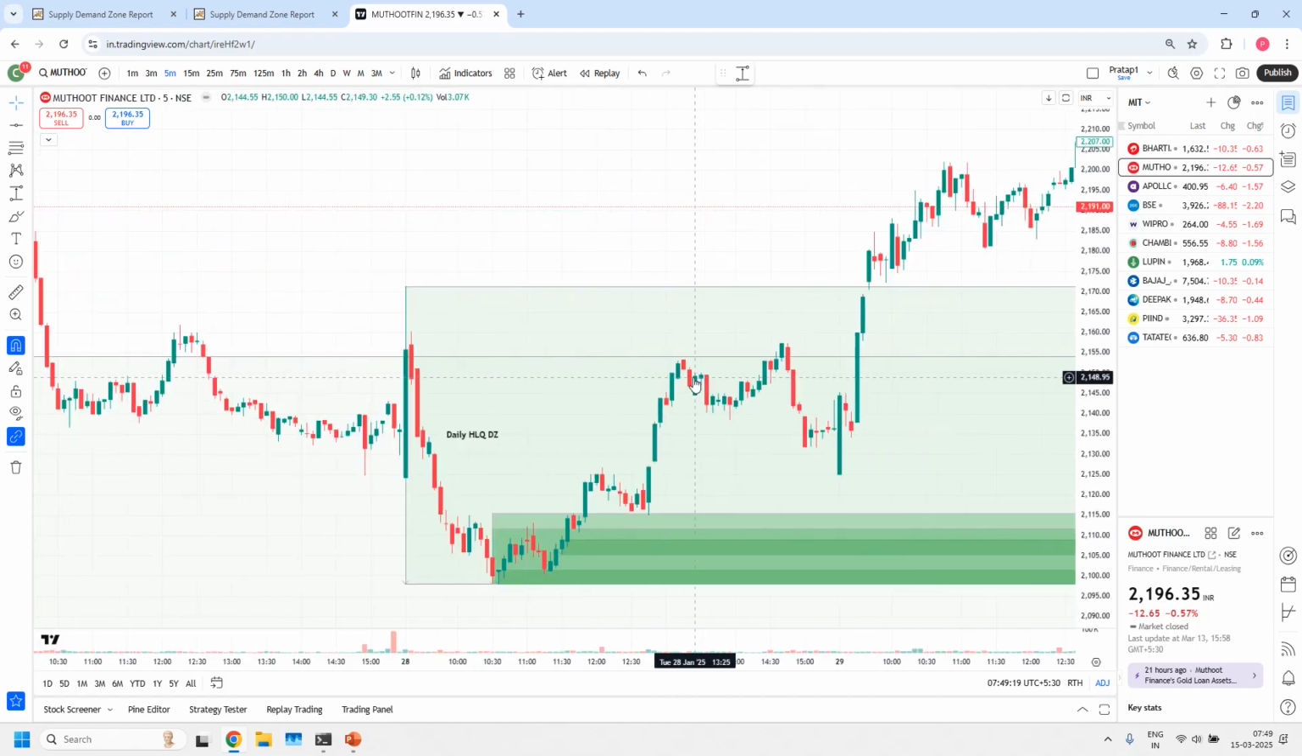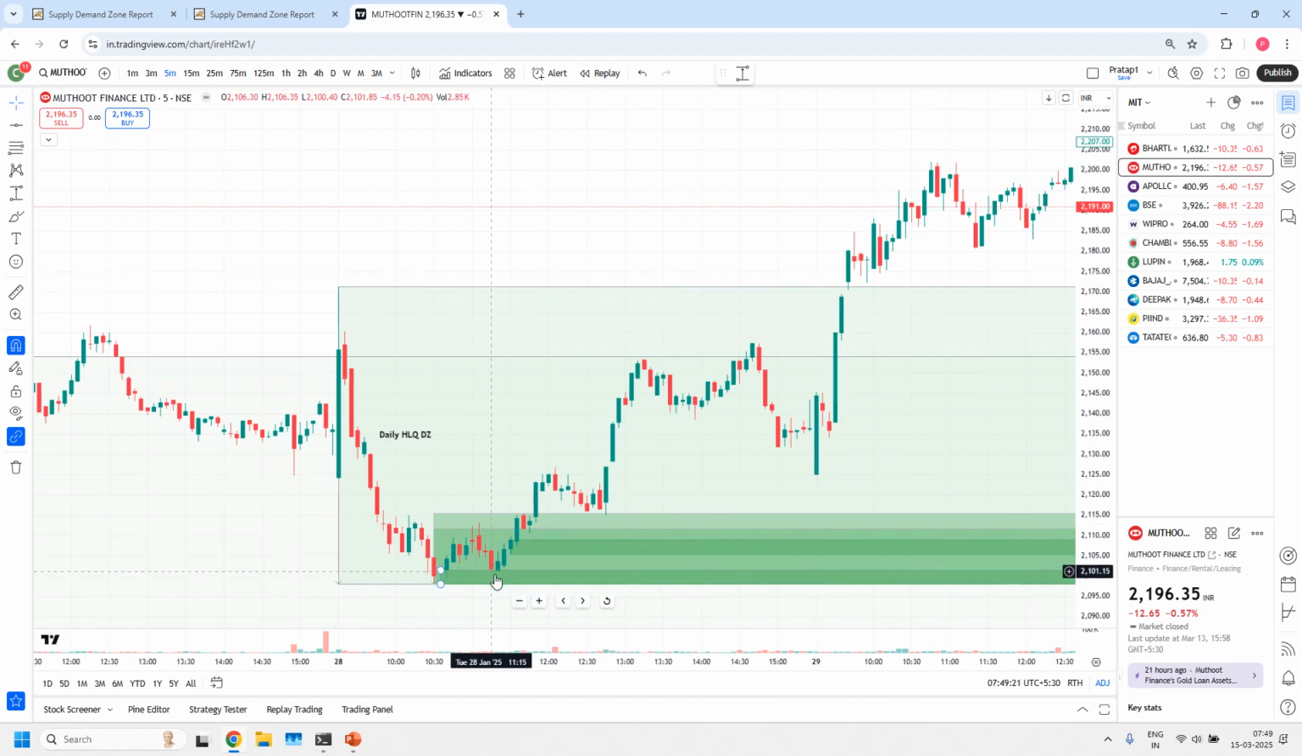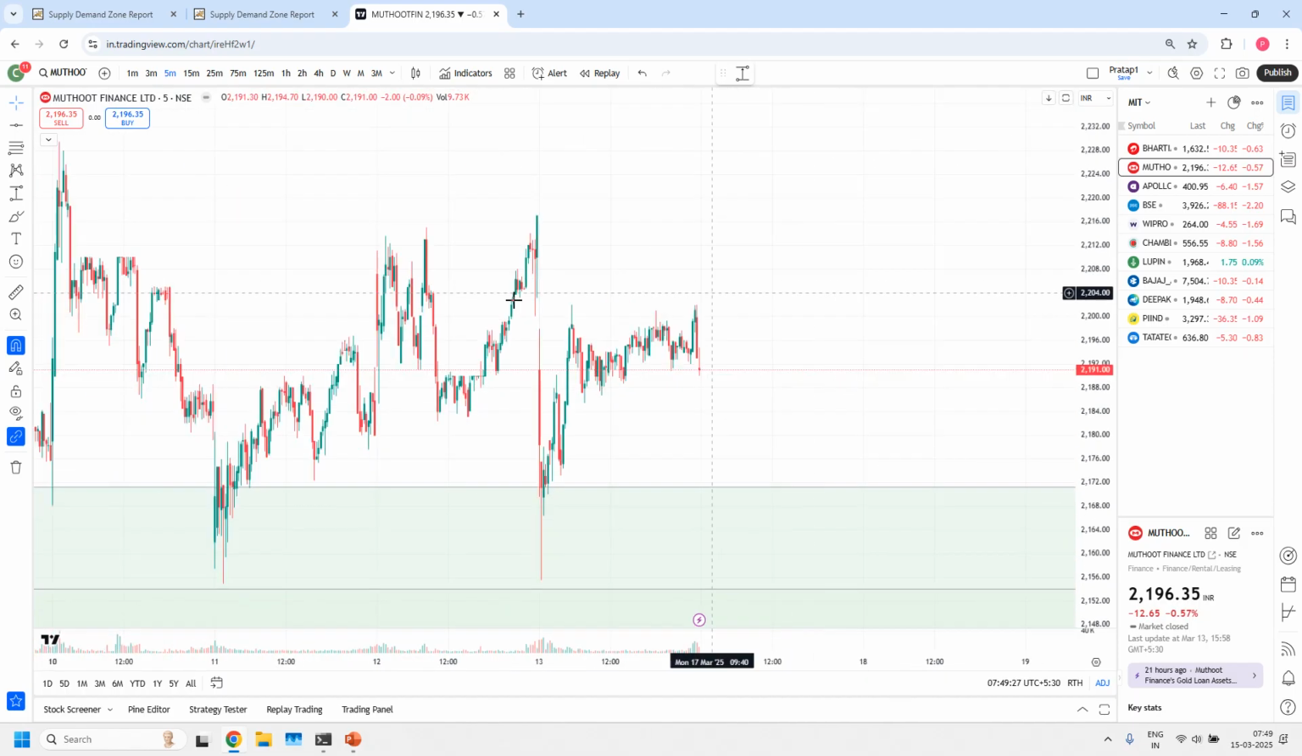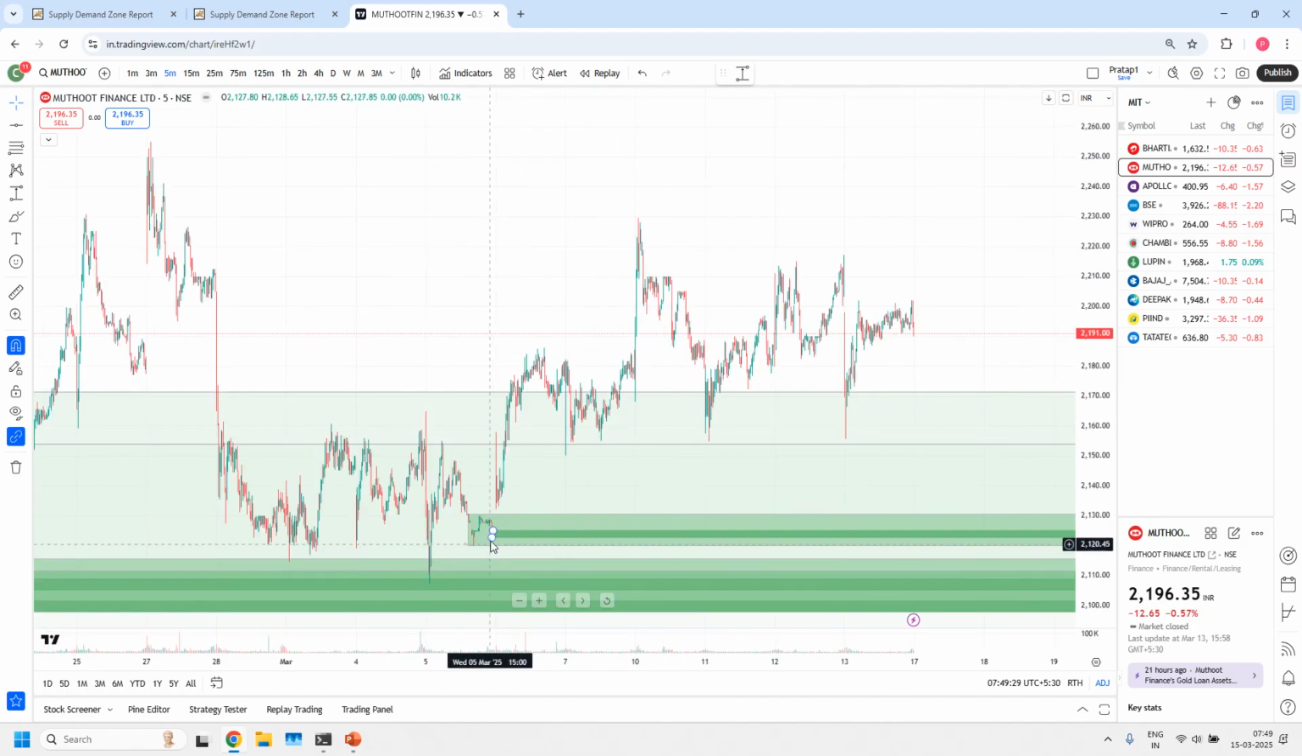This is not fresh. This is already tested. This is tested recently, a few days back. Actually, that is the trade we got in the recent time. Now institutions created a new order flow. Maybe this zone might be still valid.